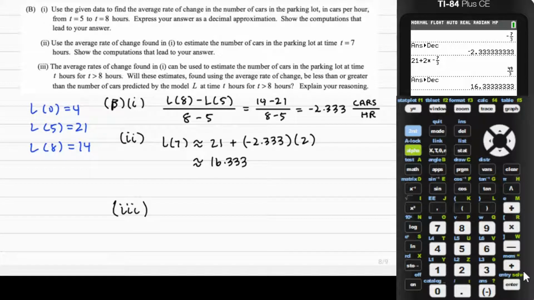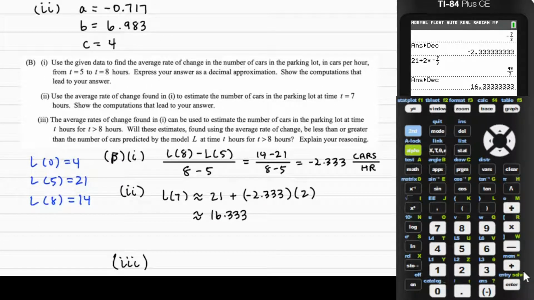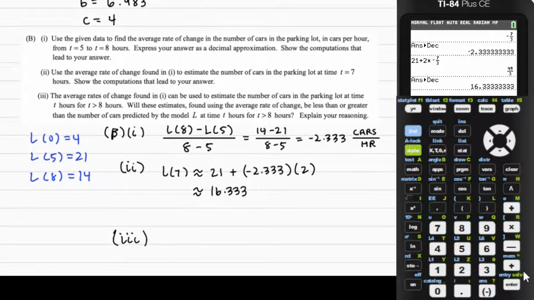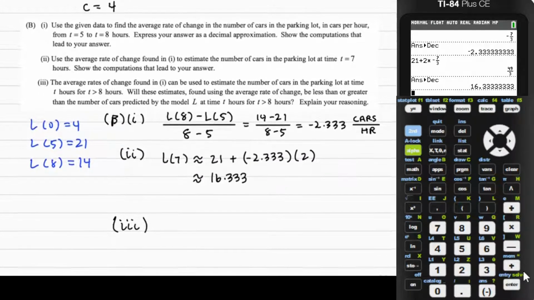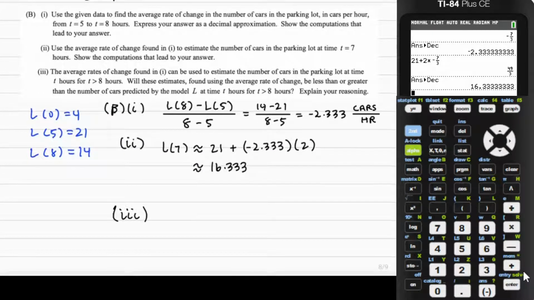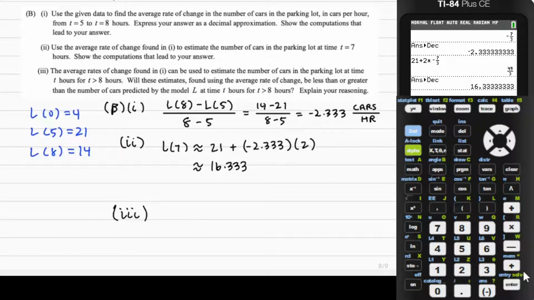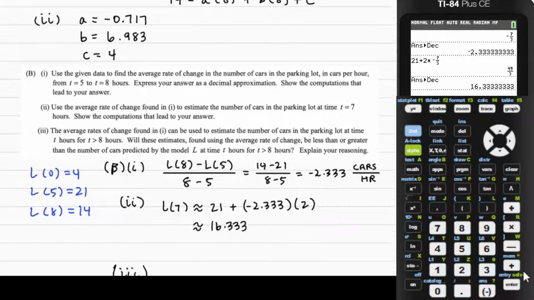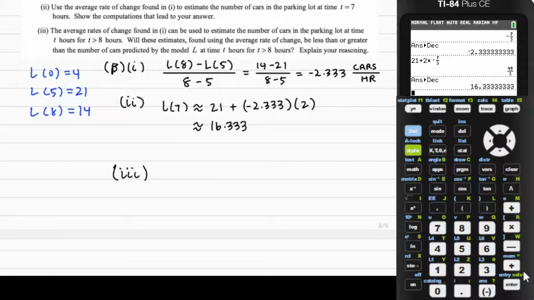Okay, great, sure. Use the average rates of change found in 1 can be used to estimate the number of cars in the parking lot like we did for t beyond 8 hours. Okay, I think this is again a situation where I'm going to need to draw you a picture. Now, scrolling back, I did see that B was 6.983, which is a little bit less than 7. So the vertex of this parabola is going to be at a little less than 3.5. Now, we did find that A was a negative number, so this is going to be a downward-facing parabola. I'm going to need to sketch the graph here.